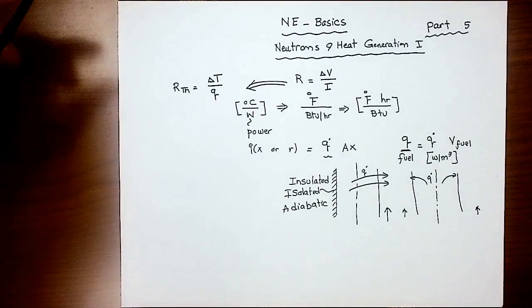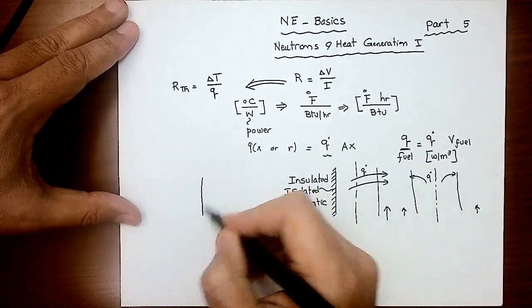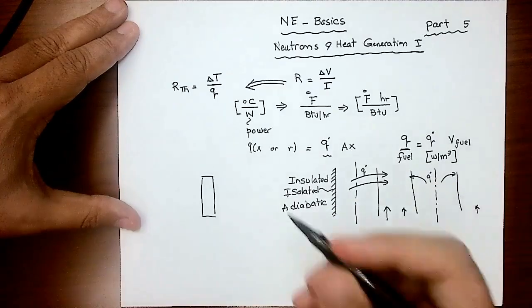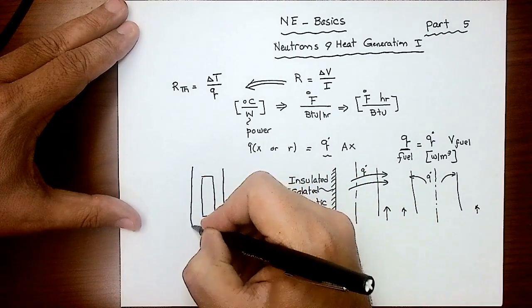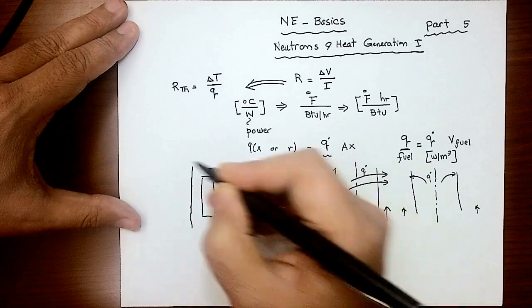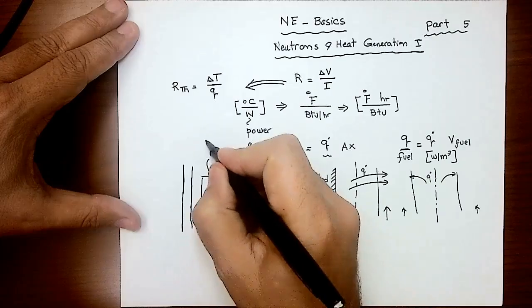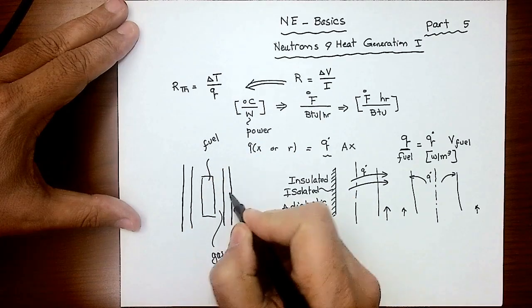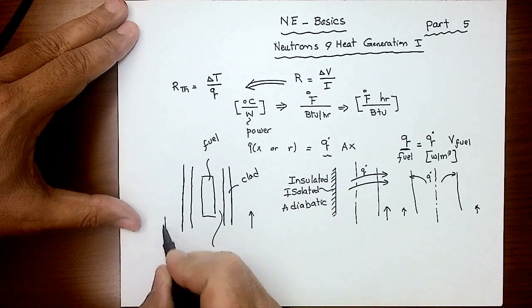Now we know how to do the analysis. So the question is, where is that heat coming from? Again, we have a fuel pellet. Again, I'm going to simplify that by using a single fuel pellet. There is a gas gap. Then there is a wall of cladding. Right? So that's my fuel. This is the gas gap. This is the clad. Then we have coolant outside.